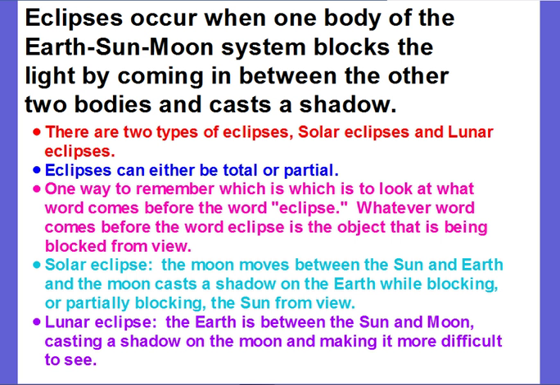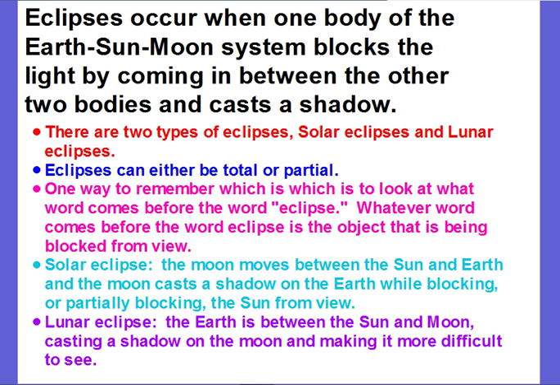Now we're on to eclipses. I jumped the gun a little bit. Eclipses occur when one body of the Earth, Sun, Moon system blocks the light by coming in between the other two bodies and casting a shadow. So phases of the moon that we just were talking about, those are not caused by shadows at all. It's caused by the relative position of the Earth, Sun, and Moon. Eclipses are caused by shadows.